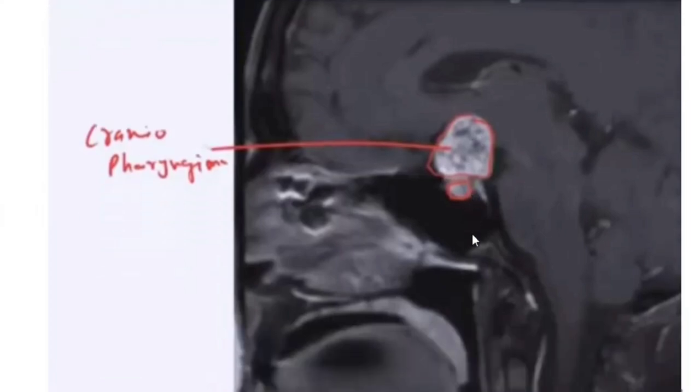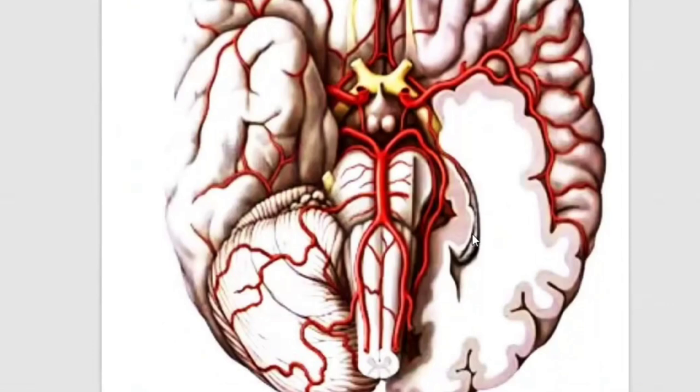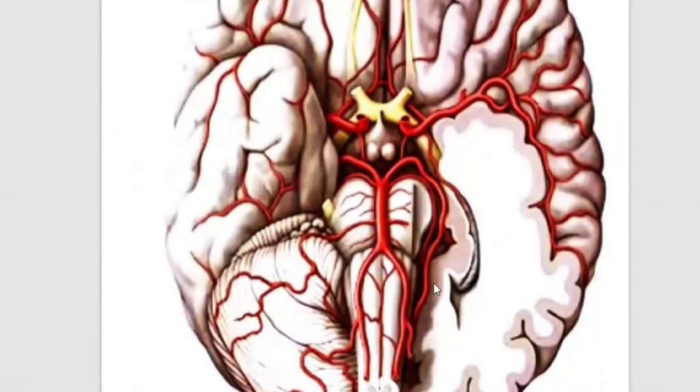Okay, so same diagram. This is the inferior surface of the brain showing the cerebellum, midbrain, pons, and medulla oblongata. This is medulla oblongata, this is pons, and this is midbrain. I'll tell you the blood vessels. These are the two vertebral arteries fused to form the basilar artery.